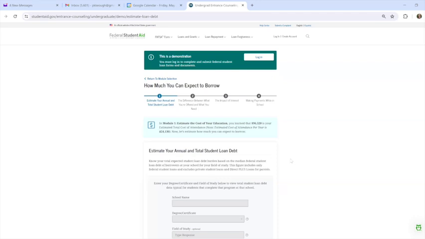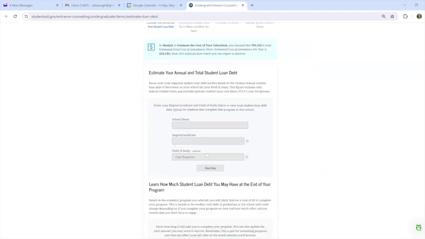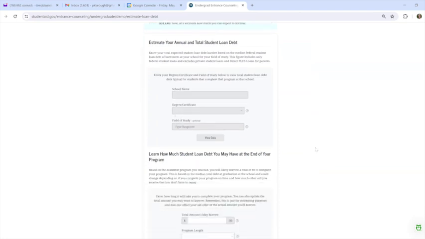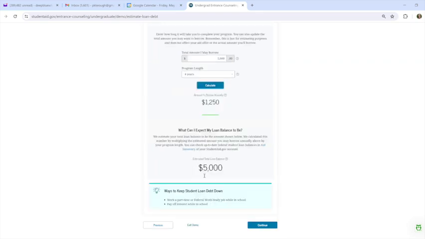So you can estimate your annual and total student loan debt. This is where you can enter your information. It's a good idea. You put in the total amount that you might borrow. So say you're going to borrow the full 27,000, and that's over, well, no, you know what? Let's just say you're going to borrow 5,000 a year over 4 years, calculate. So this gives you an idea, if that's all you're borrowing, the amount to borrow annually is that amount.